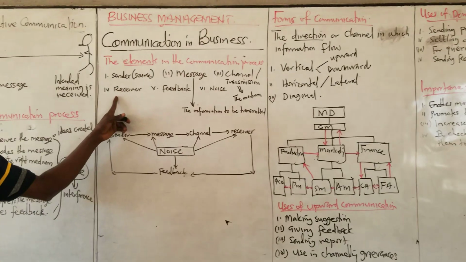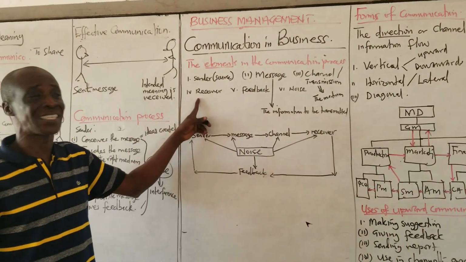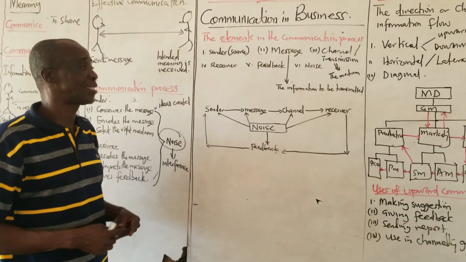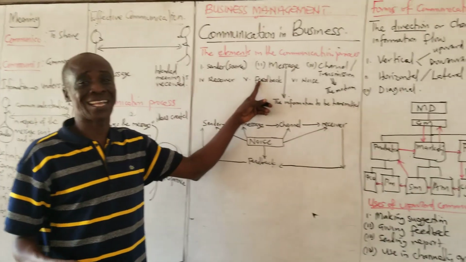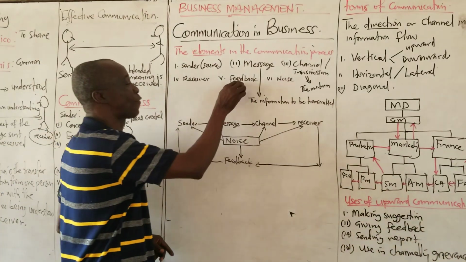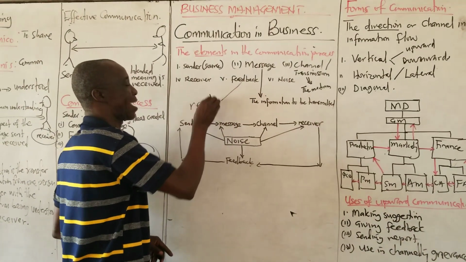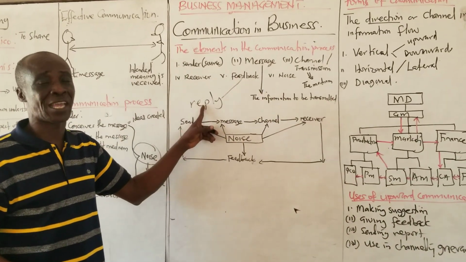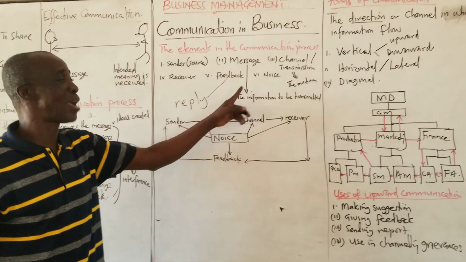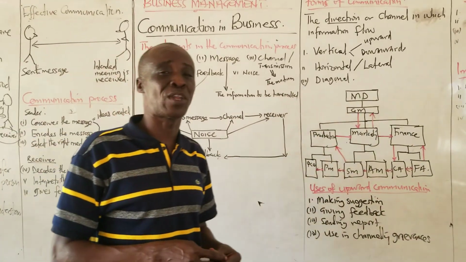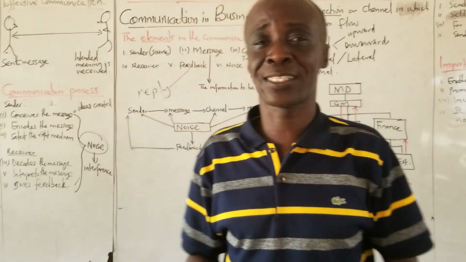Then the next one is the receiver. Another element is the receiver, the one to whom the information was sent. Then we have feedback. The receiver will give you feedback. The reply. So the feedback is the reply that is received, and the reply will let you know whether the information was understood or not. Then we have noise, which I've already explained to you: anything that interferes with the communication process is noise.